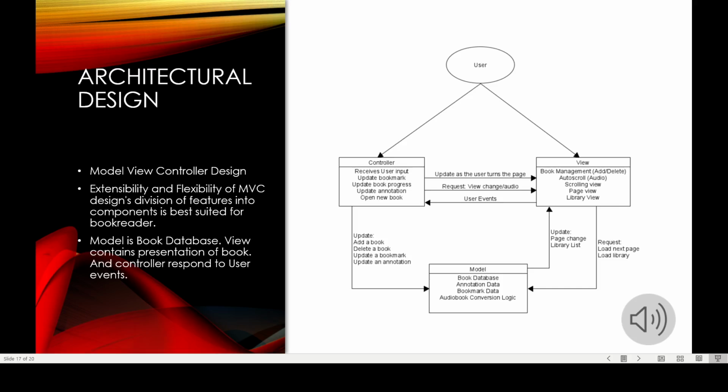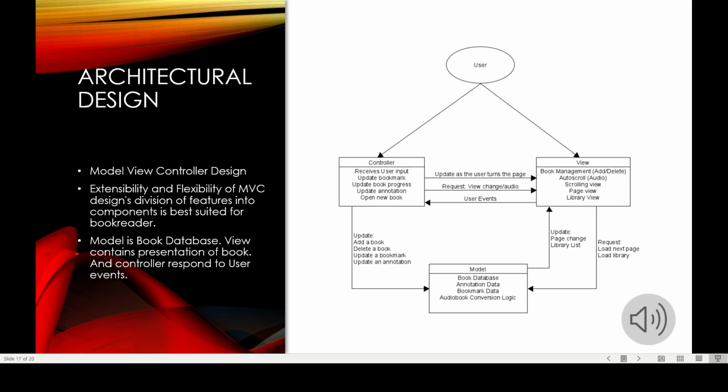The model component contains the book database, and the database contains information on the annotations the user has made, where they have left off in each book, and of course, their library of books. The model also contains the logic for the automated conversion of text to audio for users who would rather listen to their books. This is the feature of our bookshelf app that distinguishes it from those currently available.